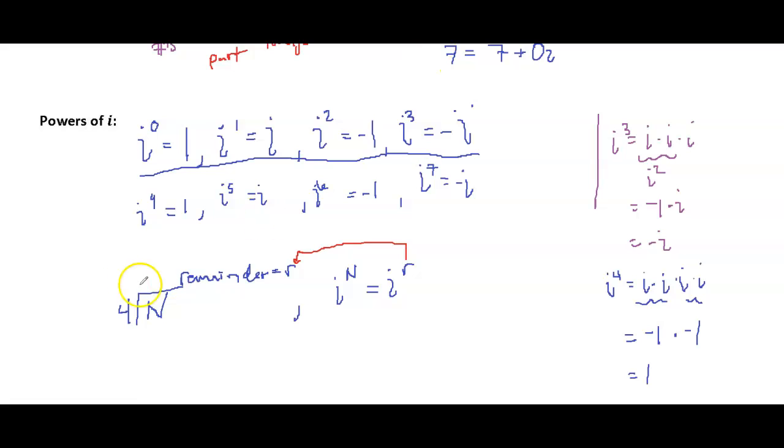For example, if I had i to the 22nd power, I could take 22 and divide that by 4. We would get 5 with a remainder of 2. This would mean that i to the 22nd power is the same thing as i squared, which we know to be -1. And that is all.